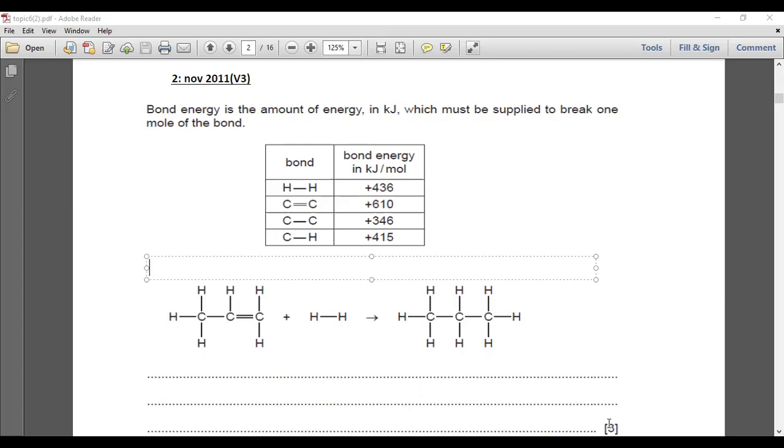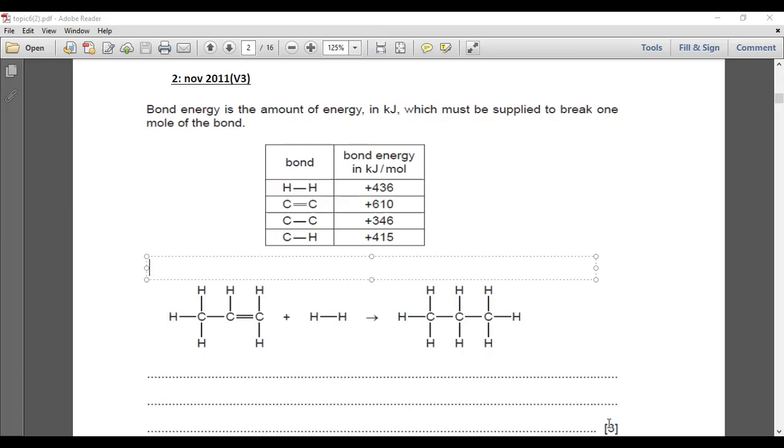Okay, Kausar. Energy in: C double bond C, okay. C bond H 1, 2, 3, 4, 5, 6. That's okay. C bond C, that's okay. H bond H, that's okay. Energy out 1, 2, 3, 4, 5, 6, 7, 8. Excellent, Kausar, very good. Thank you.